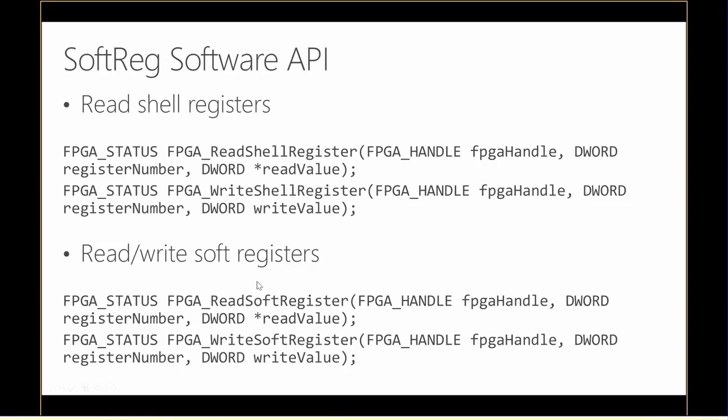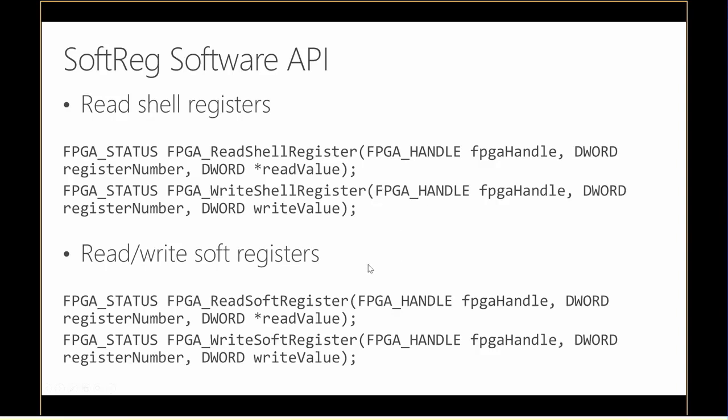To read a soft register, we simply invoke the FPGA read soft register function and provide a handle, the address, and the pointer to the return value. To write a soft register, you also provide the handle, the write address, and the write value. Similarly, the shared register is accessed in the same way.